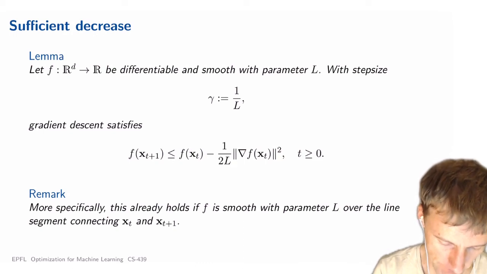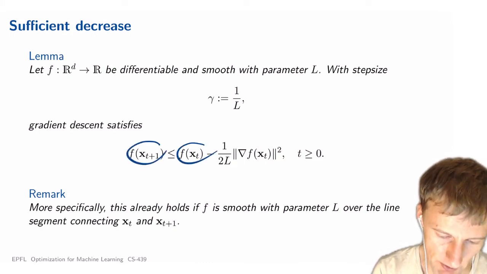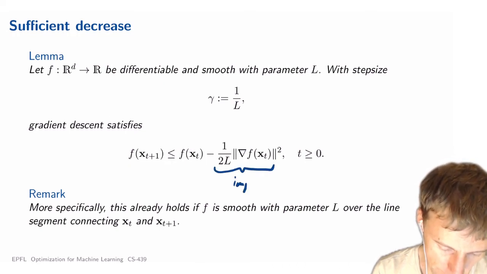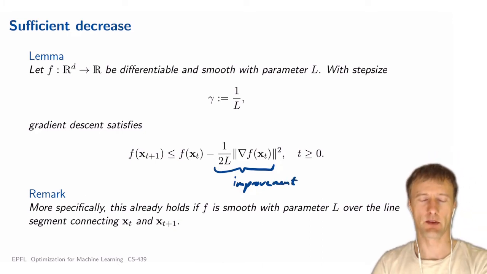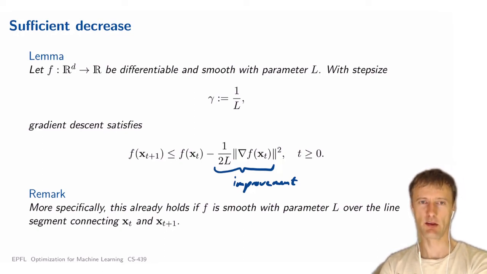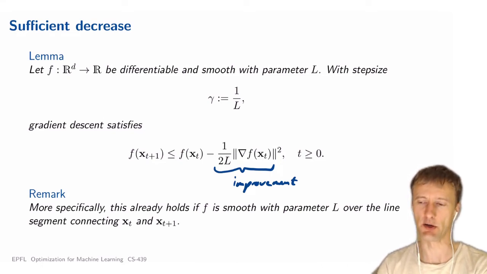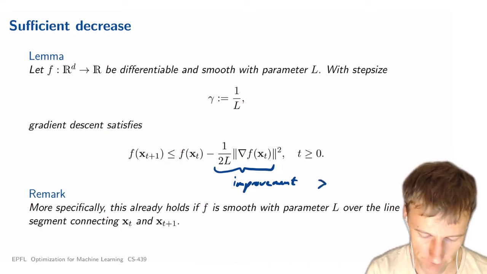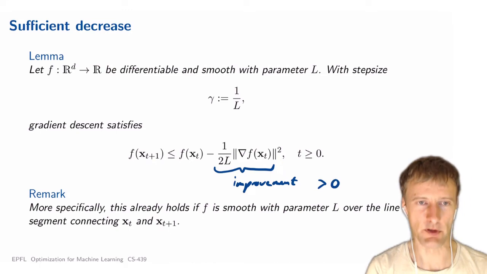So why is this nice? It means your new value is strictly better than the old value. By how much? This is the improvement. The gradient at your current position xt is not zero, right? Otherwise you would already be at optimality, because here we do an unconstrained optimization problem. So the gradient norm is non-zero. If you take the squared gradient norm, then this is a strictly positive value, if you're not optimal yet.